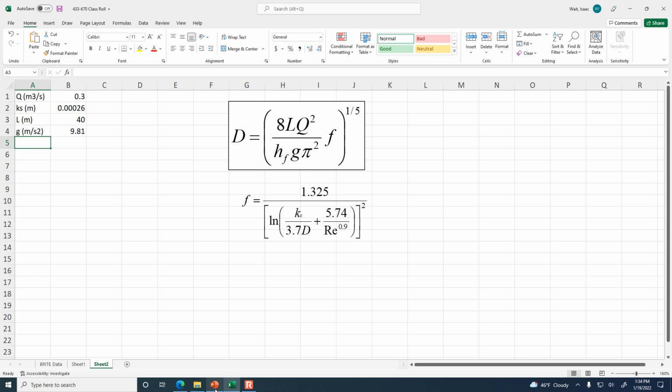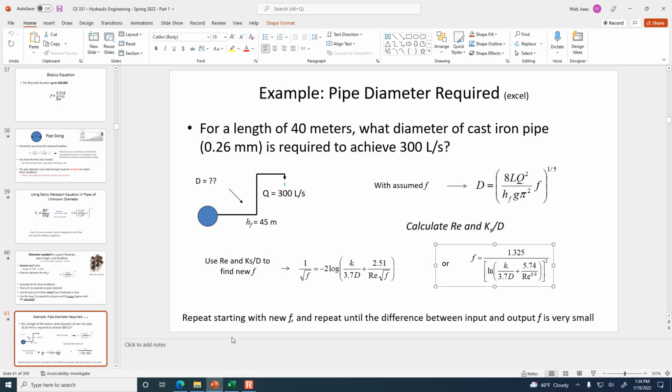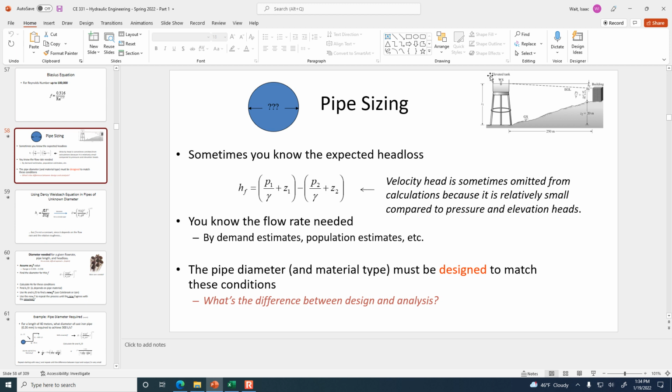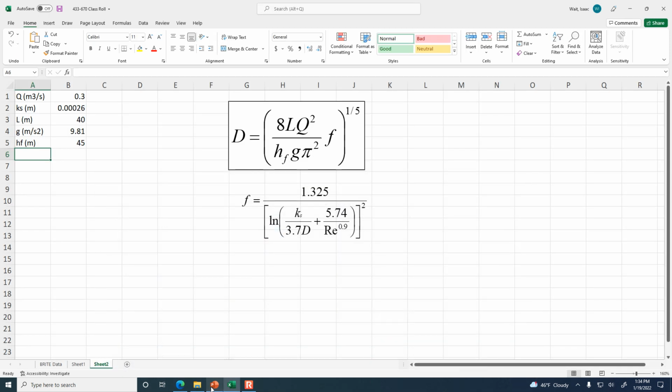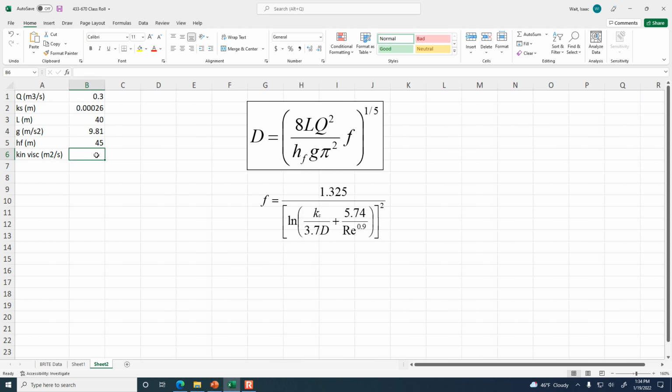And the head loss due to pipe friction that's driving the flow is 45 meters from the diagram. It said that H sub F is 45. What that comes from is maybe the elevation difference between the upstream storage tank and where the water's going to. So this is a known H sub F. And then finally, the kinematic viscosity of water in terms of meters squared per second, as we've already seen once today, is 1e minus 6. Okay, so those are the constants that aren't going to change.